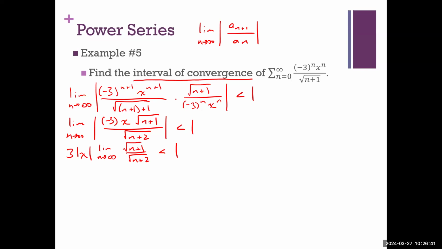Can you explain why the -3 changed? Why does the -3 become 3? Absolute value. Maybe I'll write that first. If I pull this out, I'm taking the absolute value of -3x out.